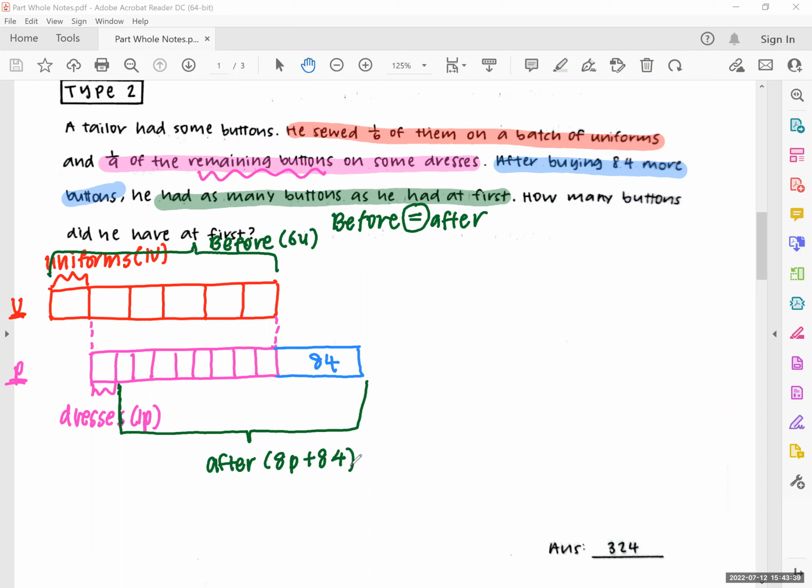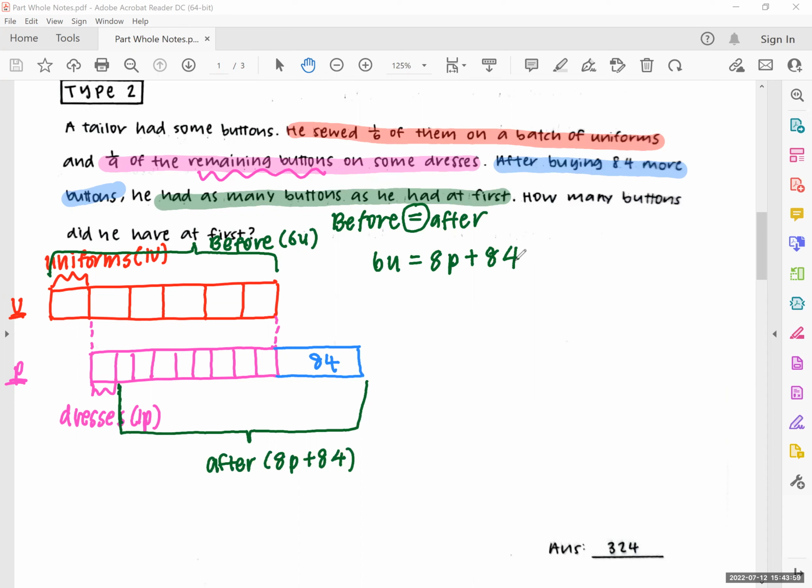So far, so good? And we know they are the same. So what does that mean? It means from here, I can say that the before is 6 units. It's the same as 8 parts plus 84. And this is when students will get stuck. They don't know how to continue. So what's another relationship we can find?